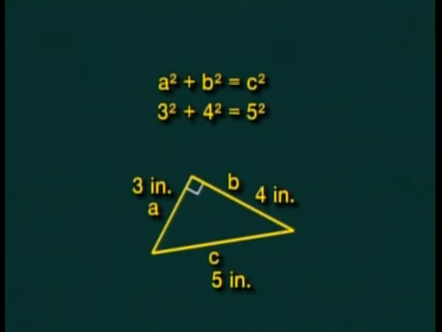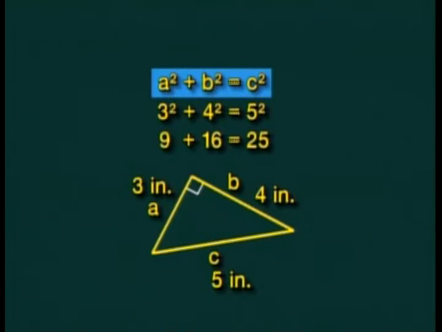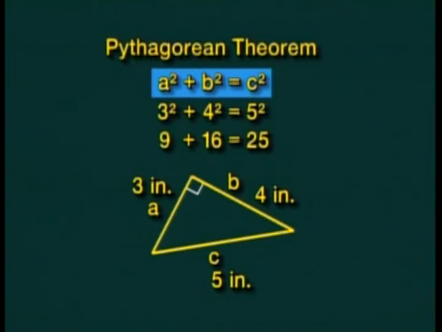Now we'll simplify. 3 squared is 9. 4 squared is 16. 9 plus 16 equals 25, which is the same as 5 squared. The formula works for all right triangles. This formula is so important that it has a special name, the Pythagorean Theorem. It's named after the Greek mathematician Pythagoras, who lived about 2,500 years ago.